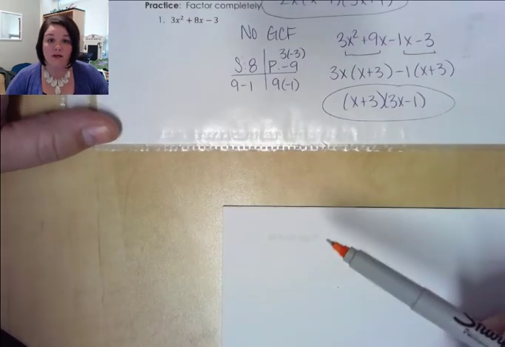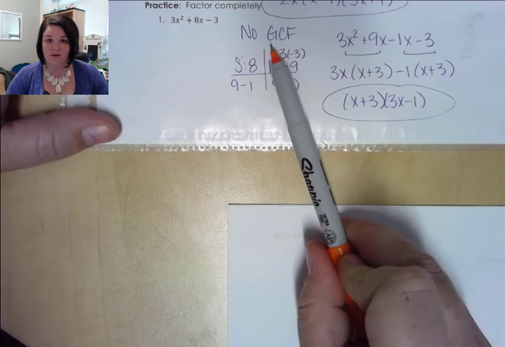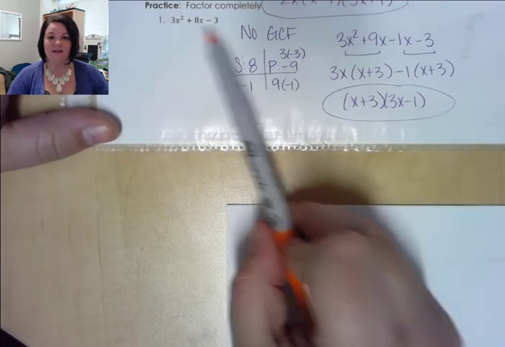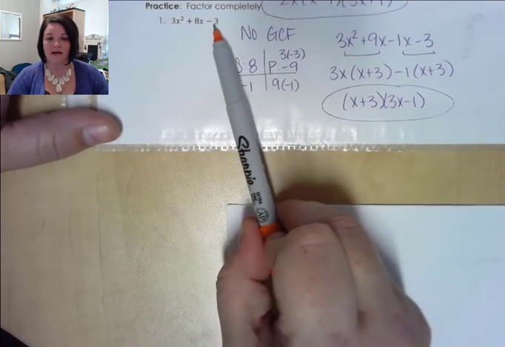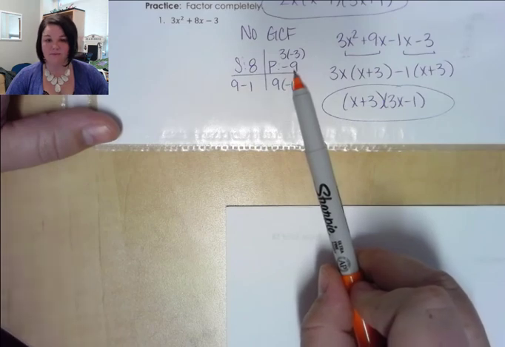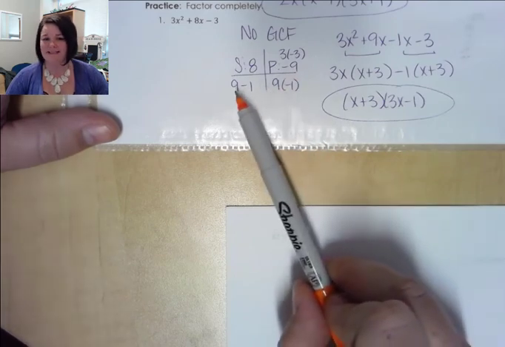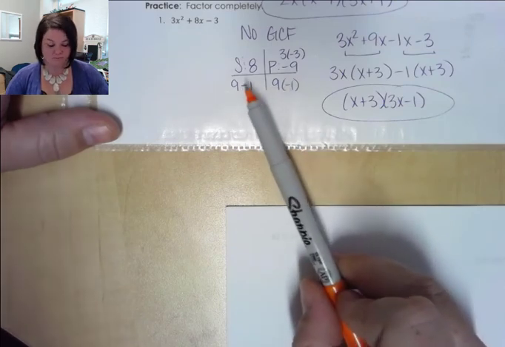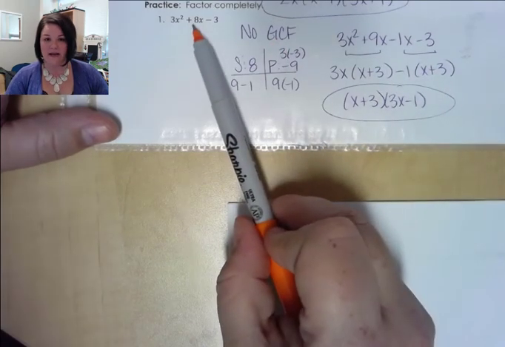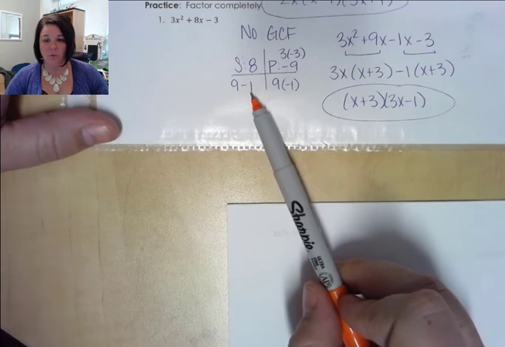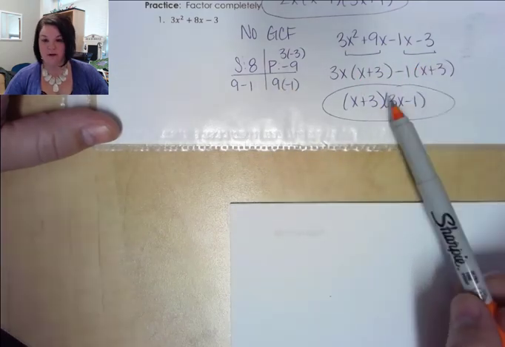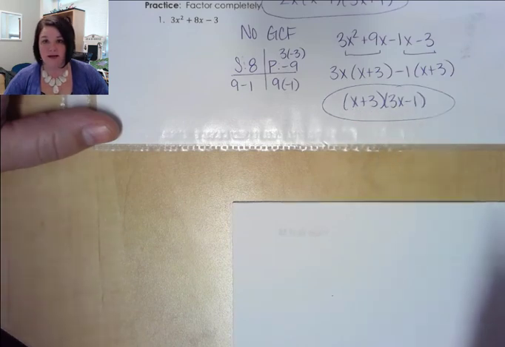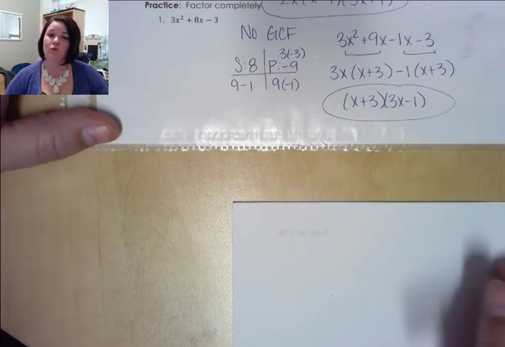All right, so here's number 1. Number 1, we have no greatest common factor, so we go straight to our sum product chart. Our sum is our middle coefficient, which is 8, and our product is our first coefficient times our last. So 3 times negative 3 gives me a negative 9. So the correct pairing you should have chosen is 9 and negative 1, because that multiplies to a negative 9 and combines to a positive 8. Okay, so when we replace our middle term, our 8x, with 9x and negative 1x, we should be able to group it correctly and end up with the quantities x plus 3 and 3x minus 1. Okay. If you didn't get that, go ahead and pause the video and go back and check your work.